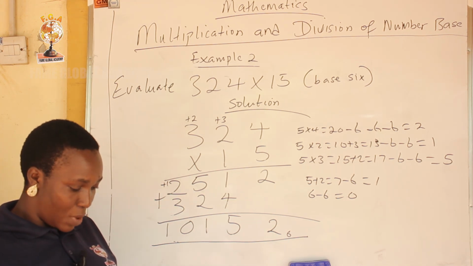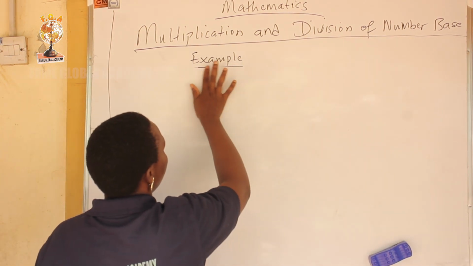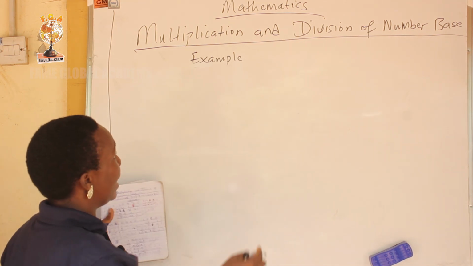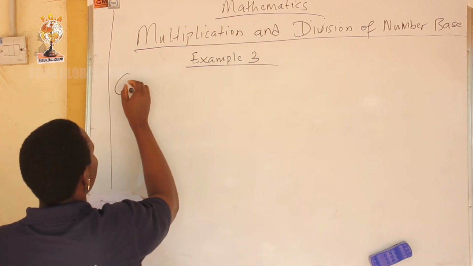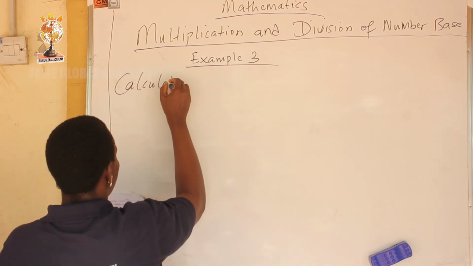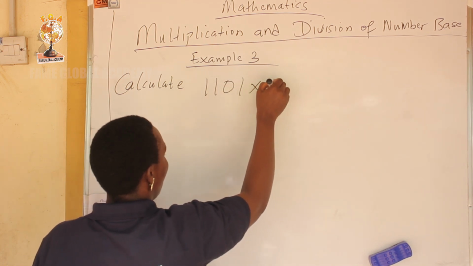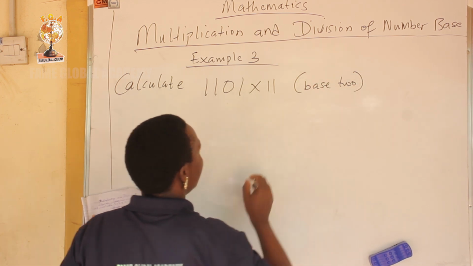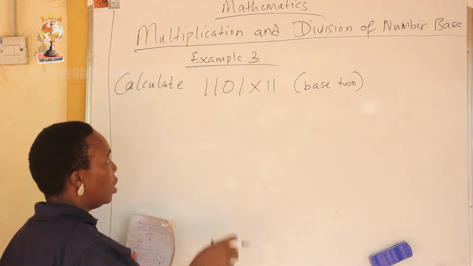Okay, let's go to example 3. So in this example 3, we are going to be looking at multiplication of binary in base 2. Example 3, say calculate 1101 times 11. Base what? Base 2. I've said it, anytime you see a binary number, know that we are talking about base 2 numbers.